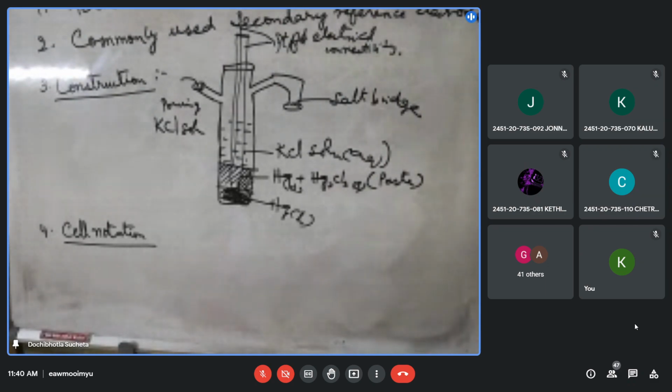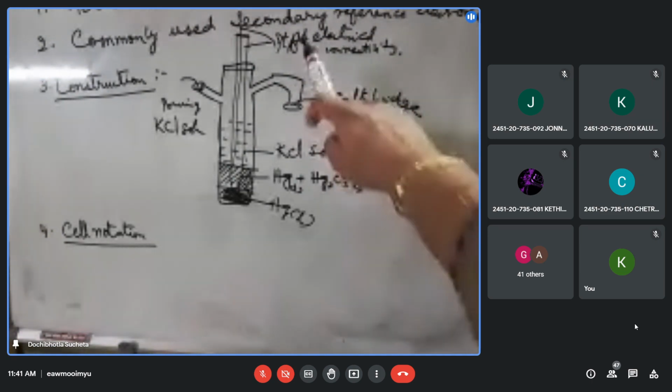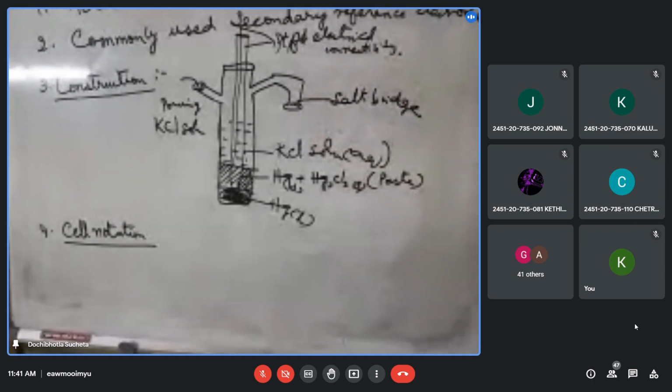Okay, so it is a secondary reference electrode. Its E value is not 0, but it is commonly used for laboratory purposes. When you say it is a reference electrode, its EMF remains constant during the operation, and it can also act as both anode and cathode. In such conditions, you say that the electrode is a reference electrode.